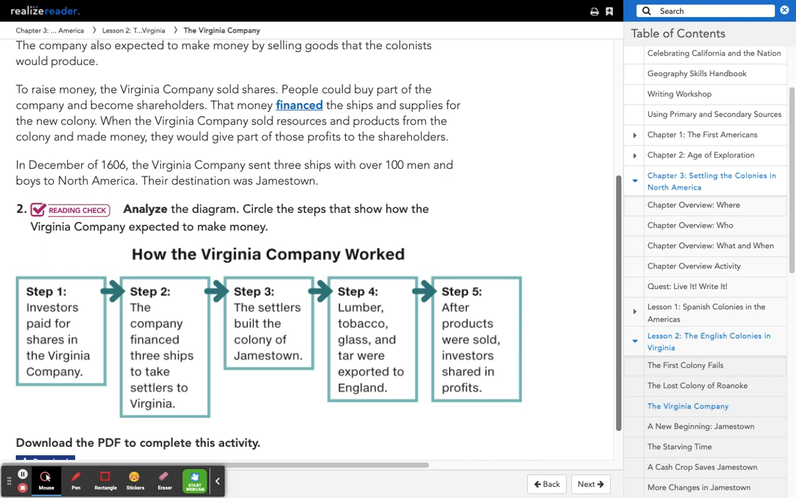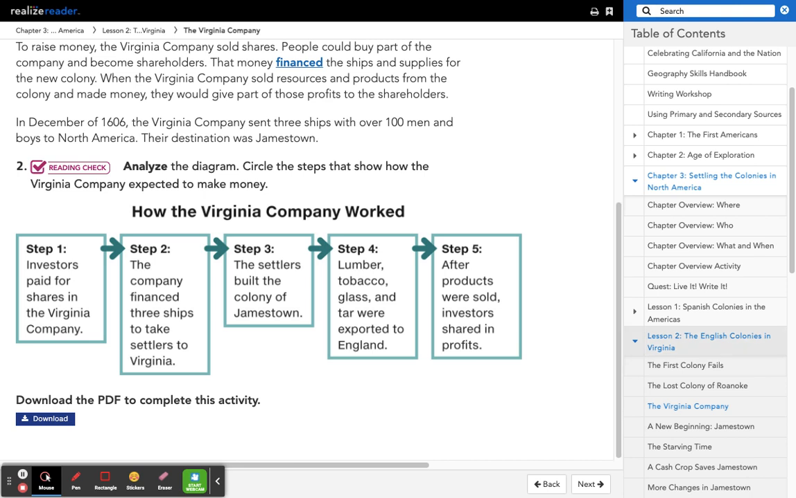2. Reading check. Analyze the diagram. Circle the steps that show how the Virginia Company expected to make money. How the Virginia Company worked. Step 1. Investors paid for shares in the Virginia Company. Step 2. The company financed 3 ships to take settlers to Virginia. Step 3. The settlers built the colony of Jamestown. Step 4. Lumber, tobacco, glass, and tar were exported to England. Step 5. After products were sold, investors shared in profits.